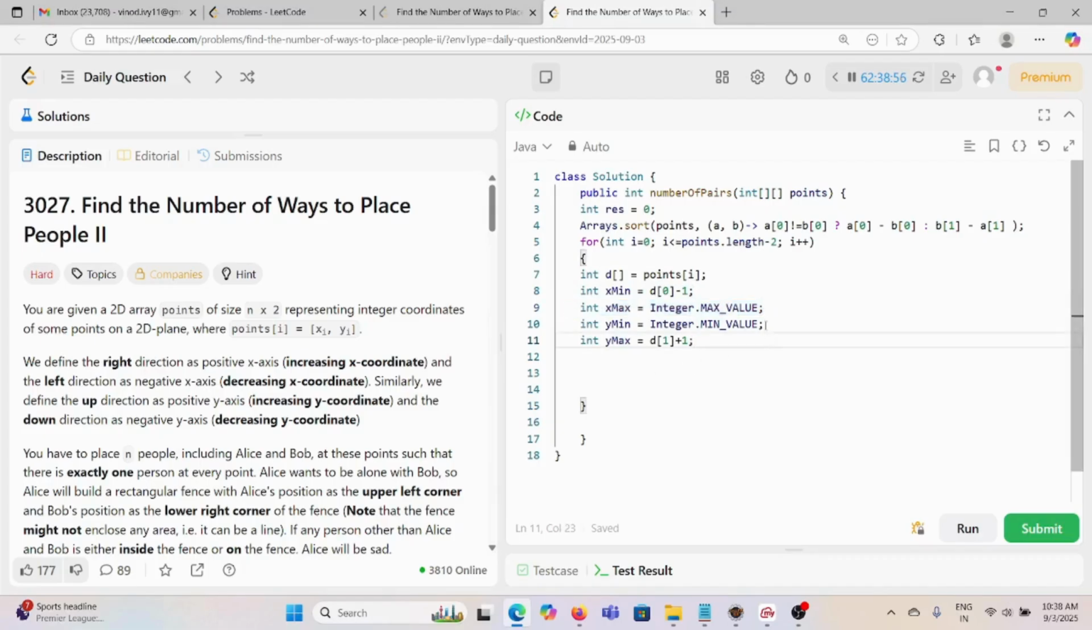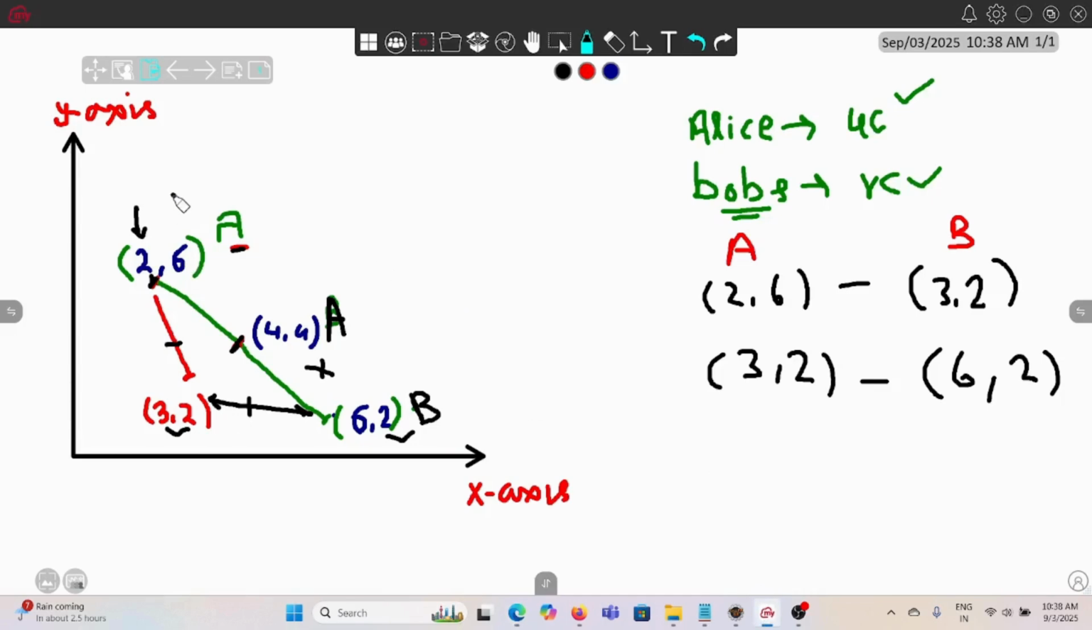Similarly for y min we are taking the negative values, we can go any way going down. But y max is d1 plus 1. Now again you might have a question, why this plus 1? So this is the y value, right? 6 value. So we are looking for all the values which are on the right corners, right, for the Bob placement.